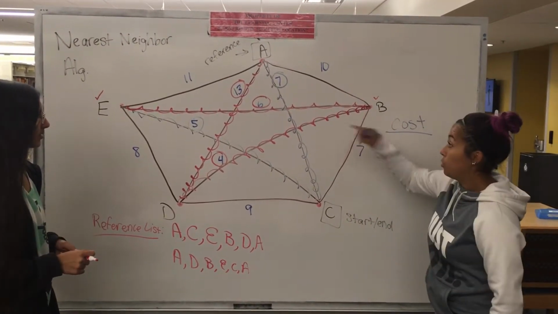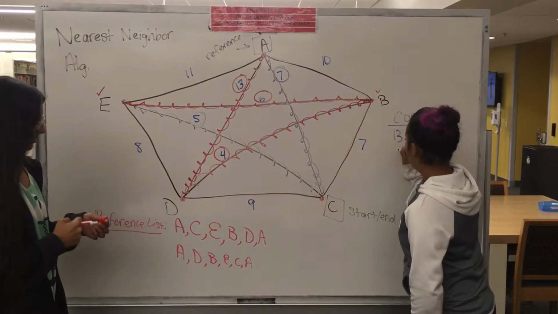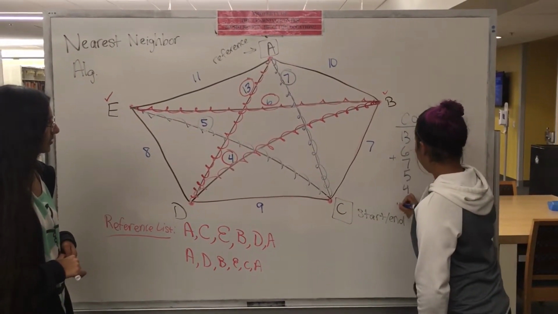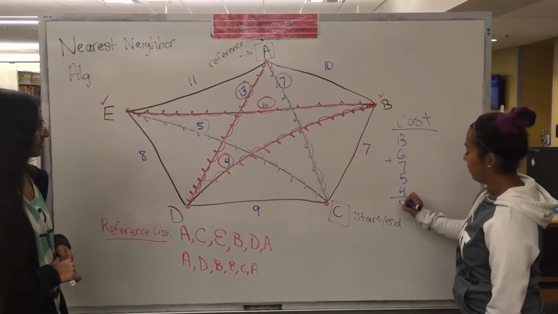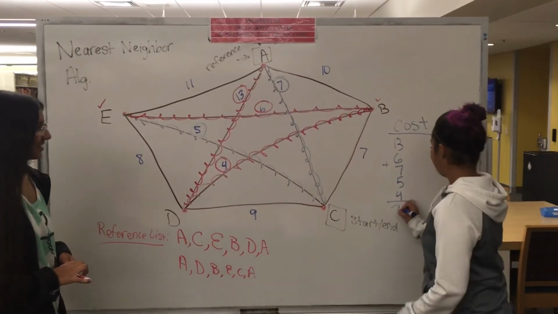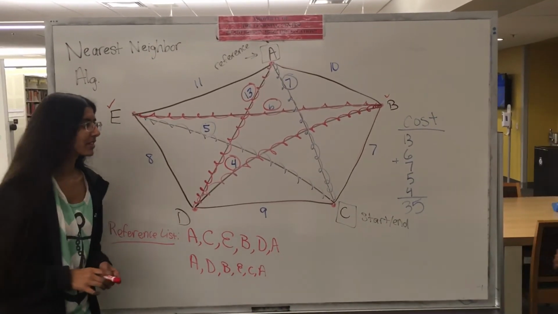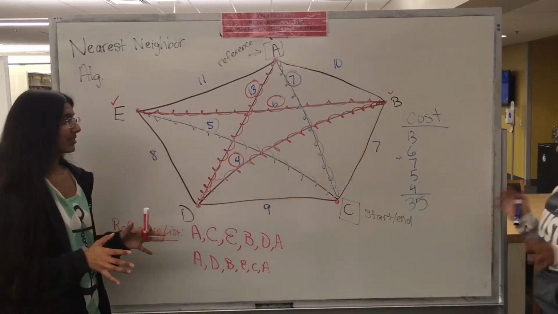So with that, you circled all your costs. It's 13, 6, 7, 5, and 4. So it's 9. This is 35. So that's going to be your cost. And then that's nearest neighbor.